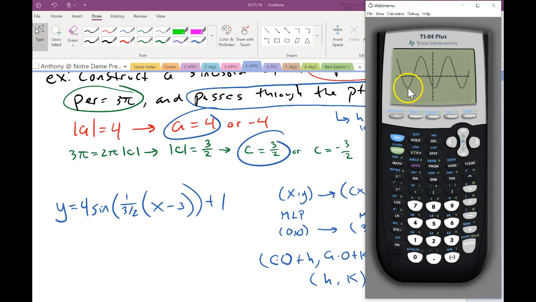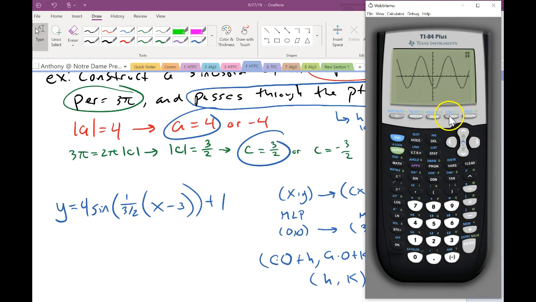If I were to count from minimum to minimum or maximum to maximum, I'd see that the period is 3 pi. If I count the distance from minimum to maximum vertically and divide that distance by 2, I'd see that the amplitude is 4. But here's the more important point. I want to make sure that this graph passes through the point 3, 1, correct?